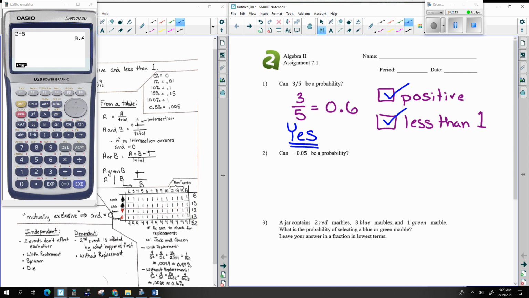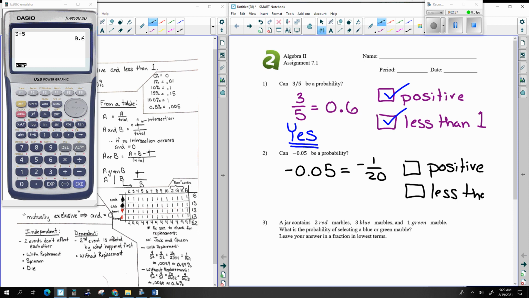All right. So negative 0.05. That's the same thing as saying negative 1 over 20 if you want to reverse engineer that. Again, we go through the same criteria. Is it positive? And is it less than 1? All right, so I see that this thing is less than 1, but it is not positive. So no, this cannot be a probability because it has to be positive and less than 1.